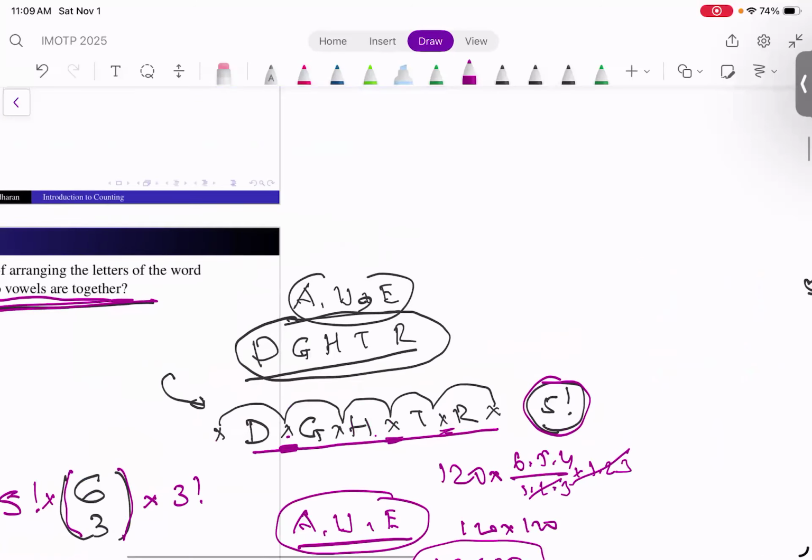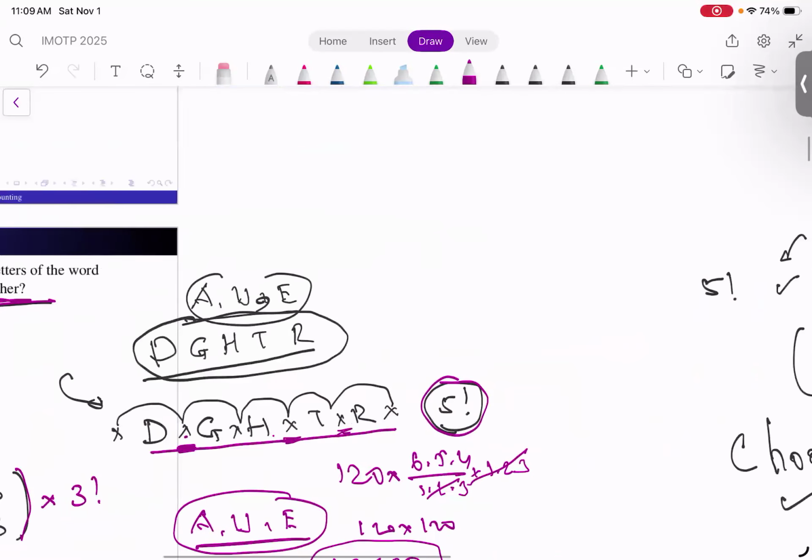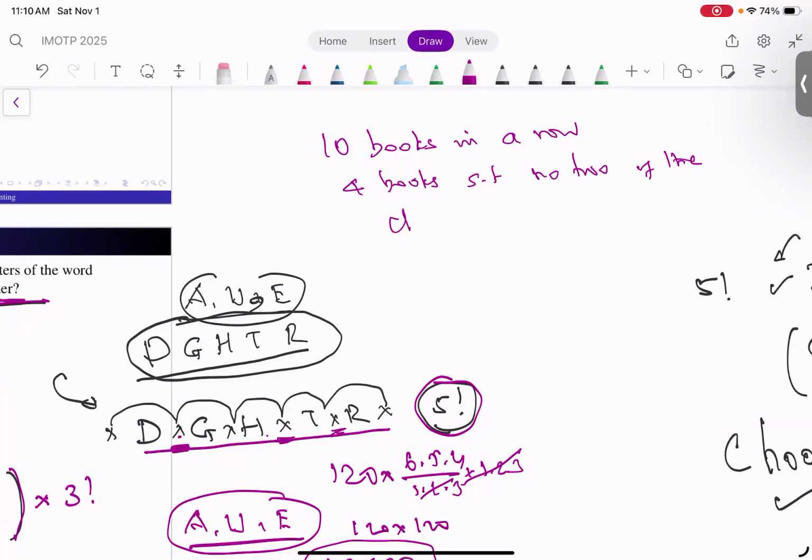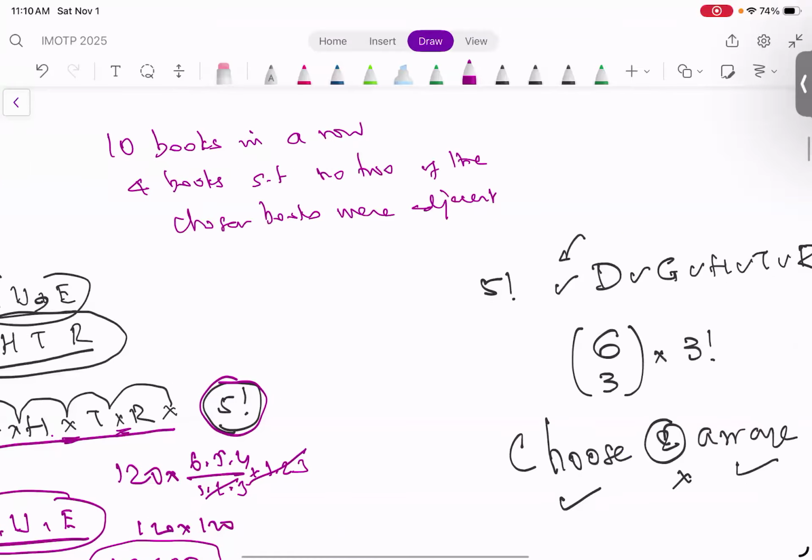And let's look at one more problem which has a similar character. So I have, let us say, 10 books in a row. Out of this, I have to choose 4 books such that no two of the chosen books were adjacent. That means I have to choose 4 out of 10.